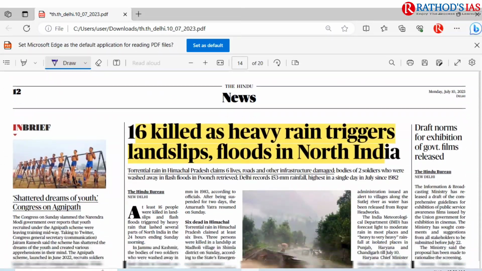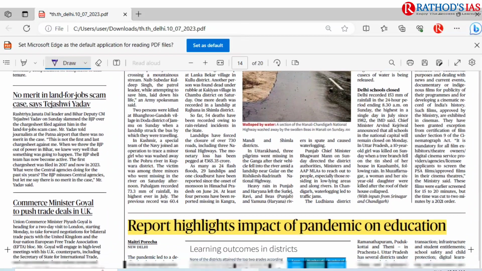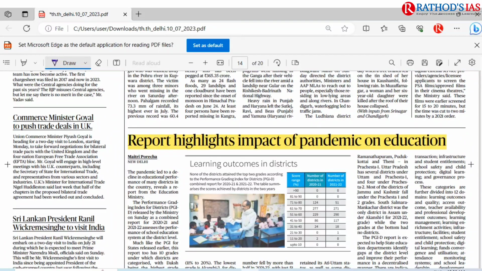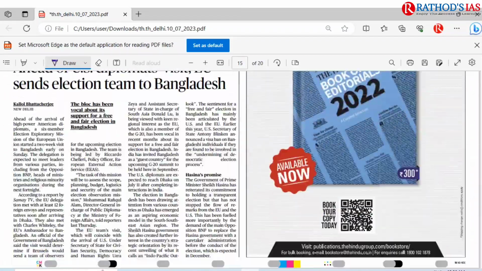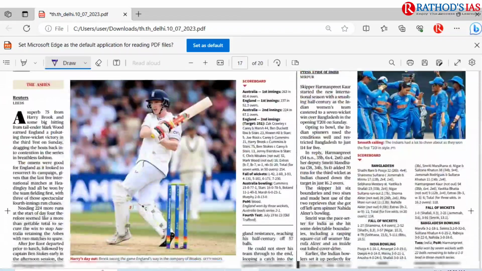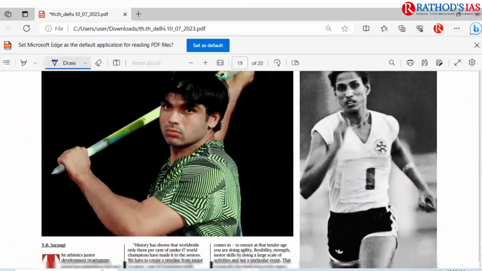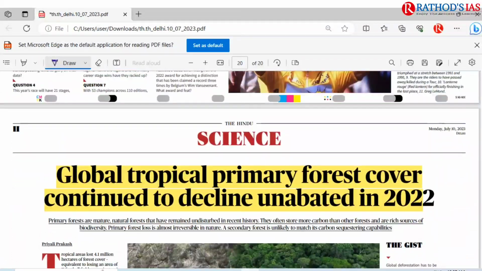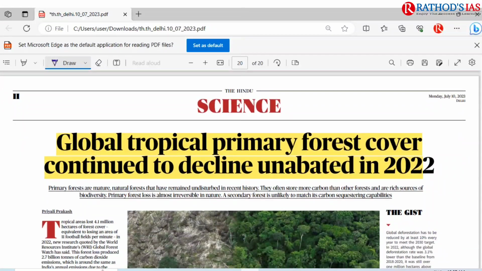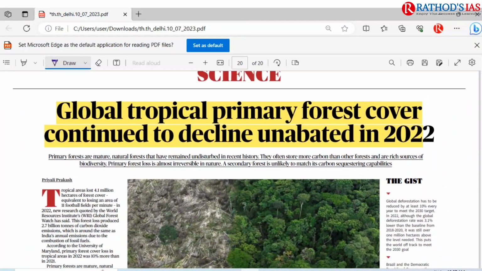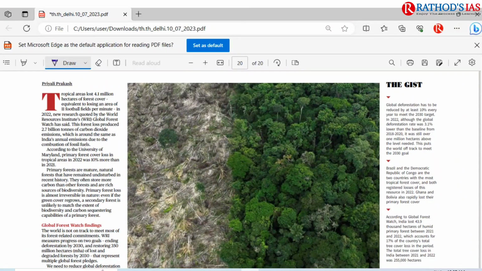And on page number 12 you can see this article regarding landslides I discussed, and I discussed this topic regarding impact of pandemic on education. And if you go to the last page, that is the science page, page number 11, here you can see global tropical primary forest cover continues to decline into 2022. Actually here if you see the gist, it says that global deforestation has to be reduced by at least 10% every year.